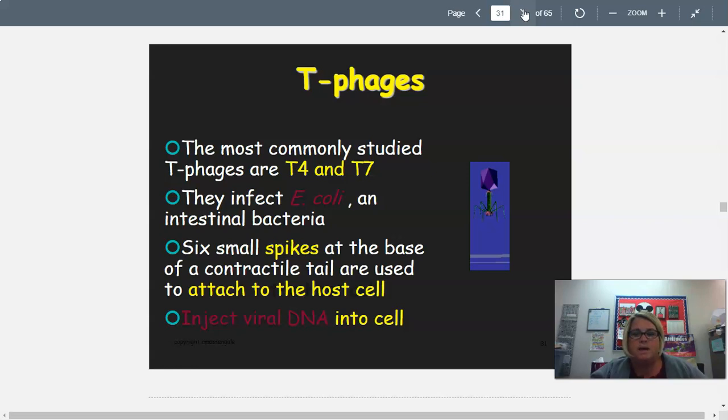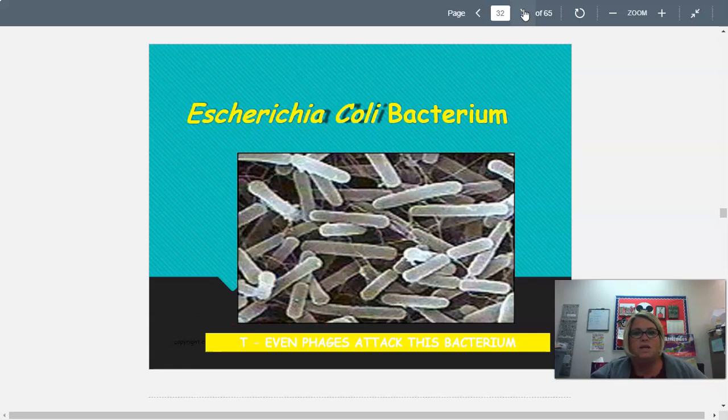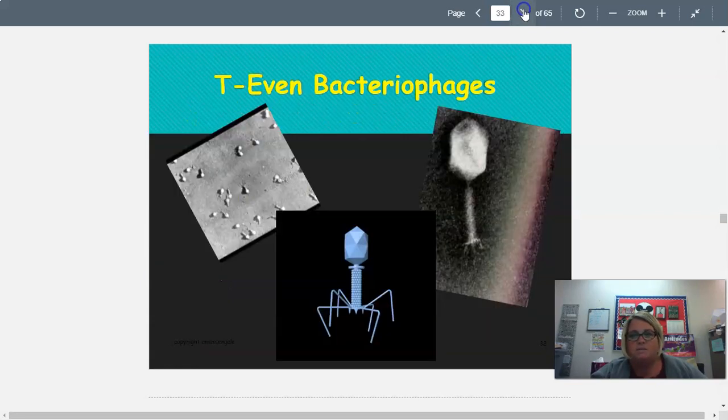The 6 small spikes at the base of the tail are used to attach to the host cell. It then injects viral DNA into the cell. So your E. coli, a bacterium. So they have attacked this bacterium. Just kind of look at the picture. E. coli is always very rod-like shaped. Okay, look at how here is the icosahedral head, and here's where that DNA is stored, and then it's going to inject it down through.